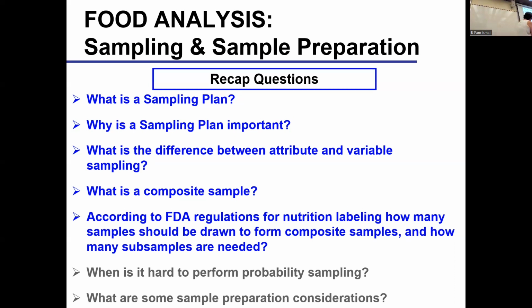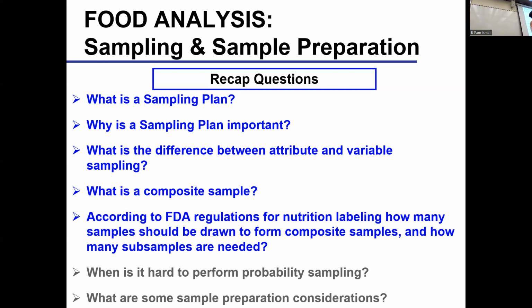Okay, what is the difference between attribute and variable sampling? That's a very common question I ask in quizzes or exams. So I would give you a scenario and then I tell you, do you do attribute sampling or do you do variable sampling? Okay, Ash?